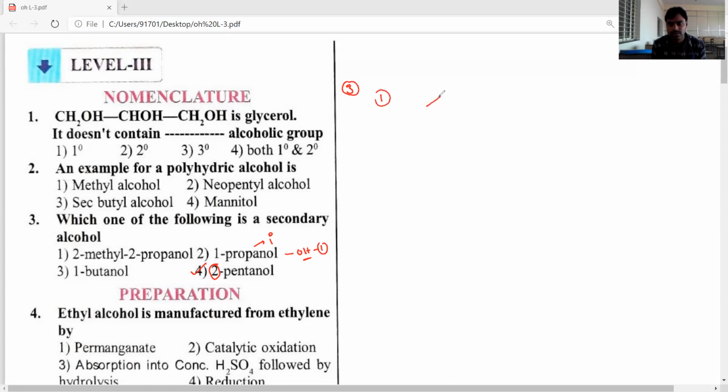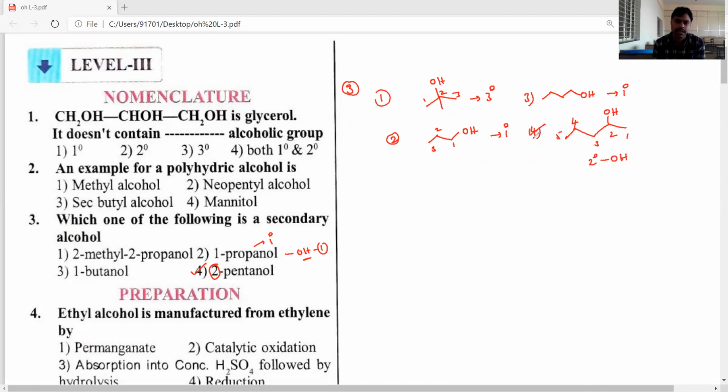And 2-methylpropan-2-ol, let's see the first option. 2-methylpropan-2-ol is a tertiary alcohol. Propane has 1, 2, 3 carbons, and the methyl group is present at the second carbon. That's why it is called 2-methylpropan-2-ol, a tertiary alcohol. Propan-1-ol is a primary alcohol, and butan-1-ol, with 1, 2, 3, 4 carbons and OH at the first, is also a primary alcohol. Let's see the fourth option, pentan-2-ol. It is a secondary alcohol. Your answer is the fourth option because we have to identify the secondary alcohol.